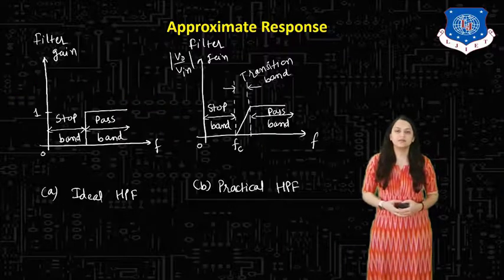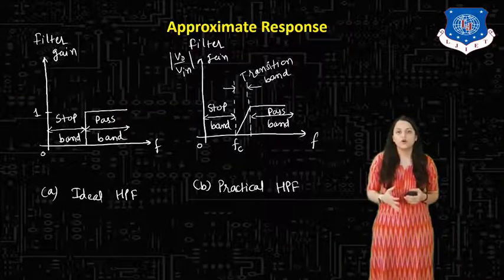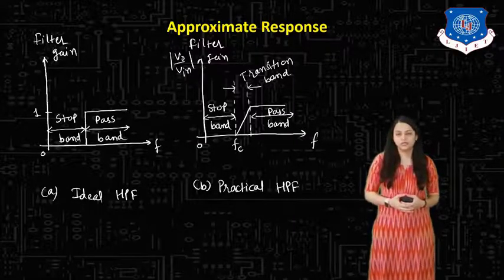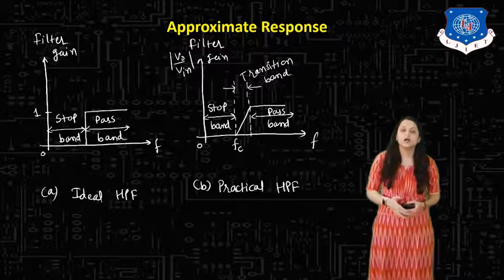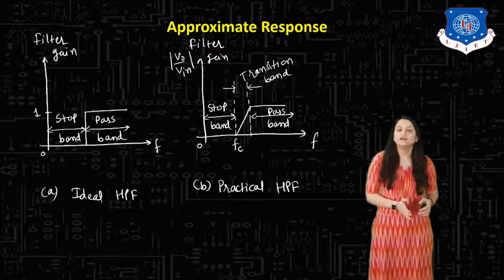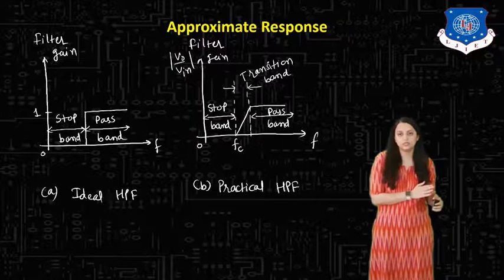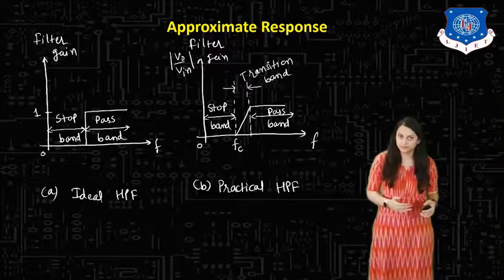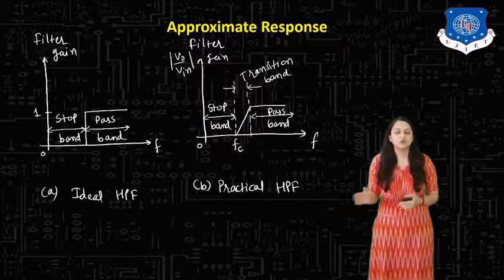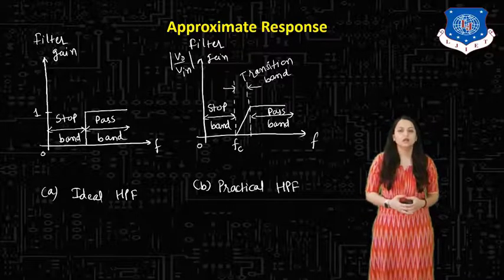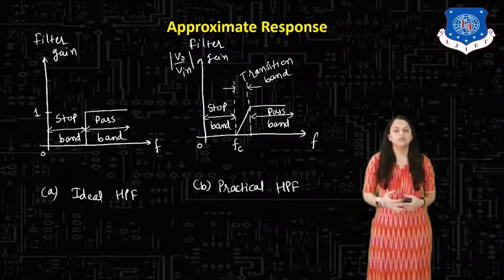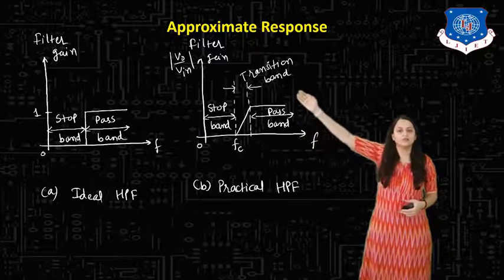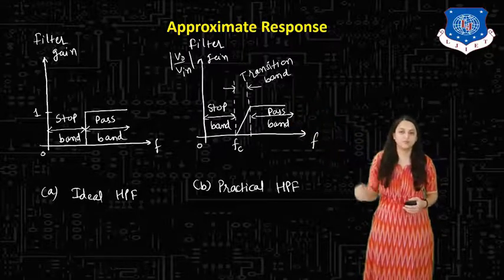Okay. So this indicates the practical low pass filter response. Now, in the same way, let us see the response for the high pass filter. In figure A, the ideal response is indicated. As this is a high pass filter, the higher frequency range from the cutoff frequency will be in the pass band. That means this will be allowed to pass. And the lower frequency will be in the stop band. Now, if we consider the practical high pass filter response, then there will be a transition band from stop band to pass band.